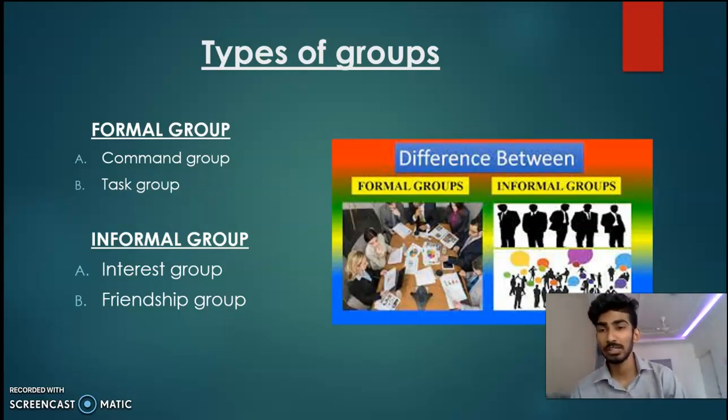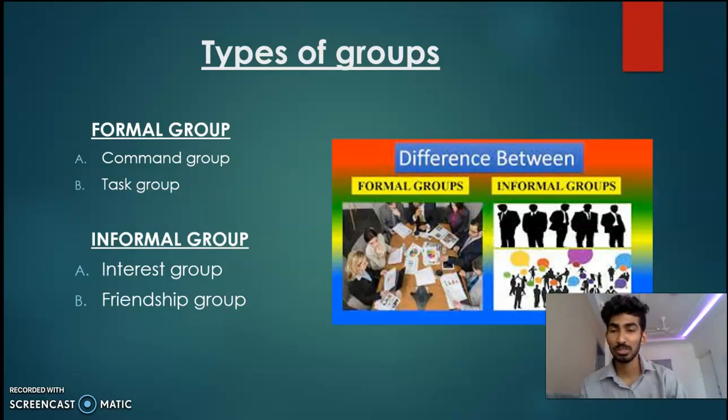The next one is the task group. In a task group, management decides to take up a task within an organization. So particular persons with their specialized field are chosen to complete a given task. The next type of group is an informal group. An informal group is basically a non-formal structure, not organizationally determined. There are two subdivisions over here also. The first one is interest group.